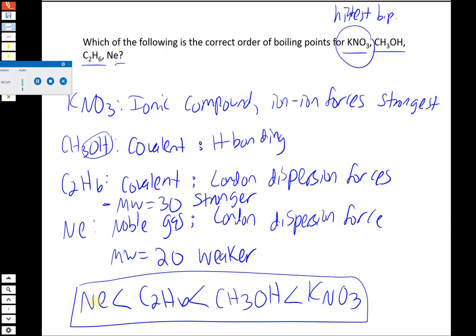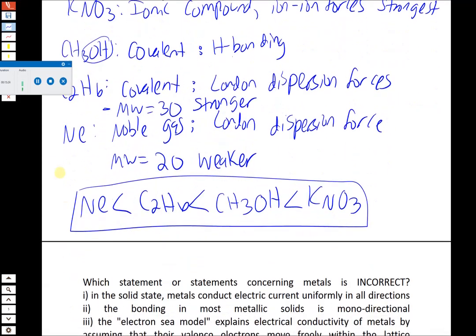And we know that neon is a noble gas. C2H6 is also a gas, but it boils at a little bit higher temperature. CH3OH is a liquid, so it's a liquid at room temperature. And then KNO3 is a solid at room temperature, so you even have to go to very high temperatures to melt it, let alone boil it. So this is the correct order based on our analysis of intermolecular forces.